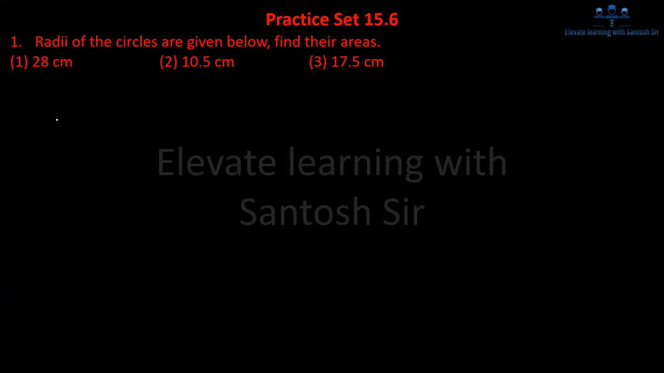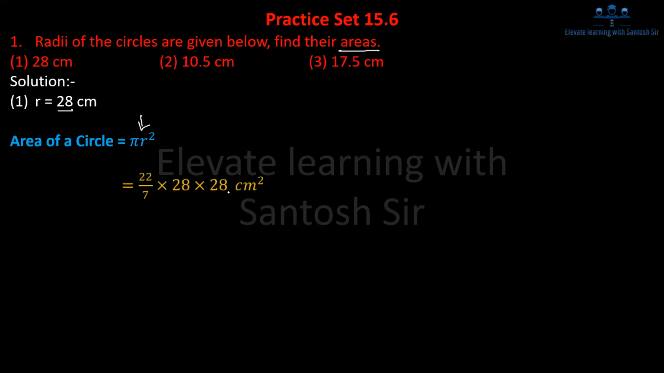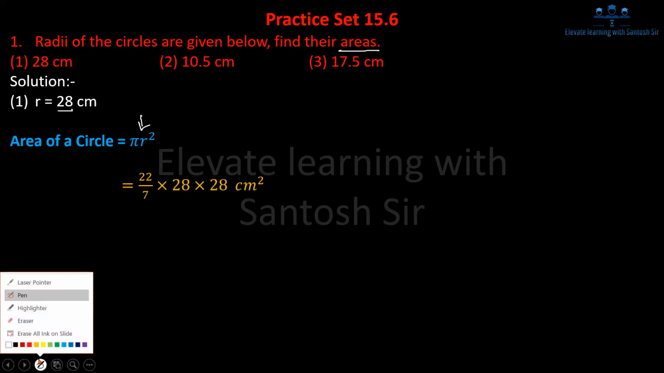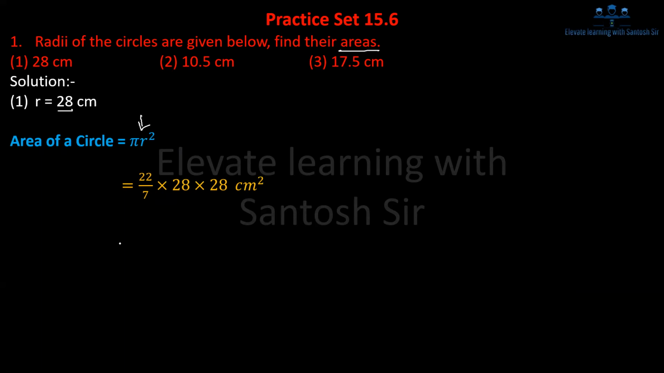In the first question, it is given that the radius is 28 centimeter. We have to find the area of the circle. We know that area of a circle is given by pi r square. And nothing about pi is mentioned in the question, so we will have to take the value of pi as 22 upon 7. We know that the radius is 28 centimeters, so radius square will be 28 times 28. And pi is 22 upon 7.